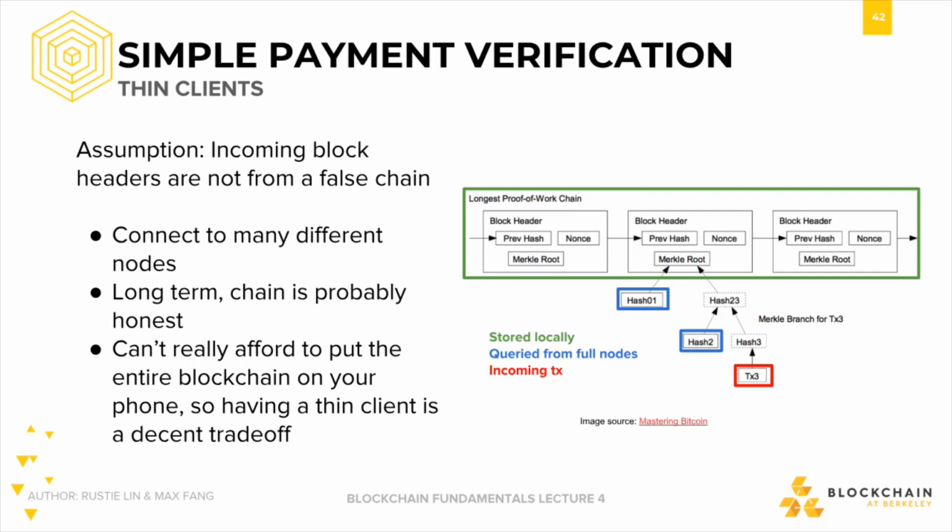So all we have to do is query specific aspects of the blockchain from other nodes in the network, and then we can reliably guarantee that a transaction is included in this block. But one major assumption that we have to make is that all the block headers that we're receiving aren't forged in any way, because if someone is feeding you bad block headers, there's a chance that they could double spend against you.